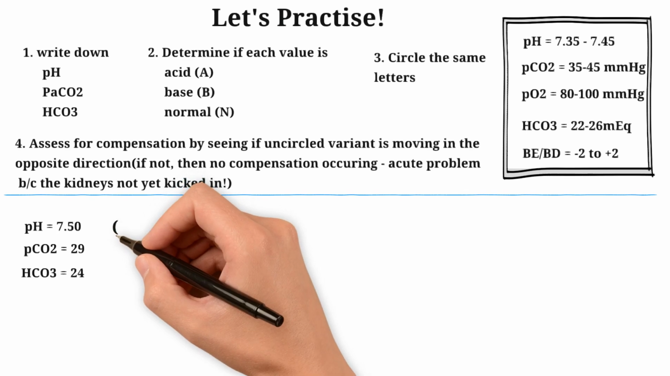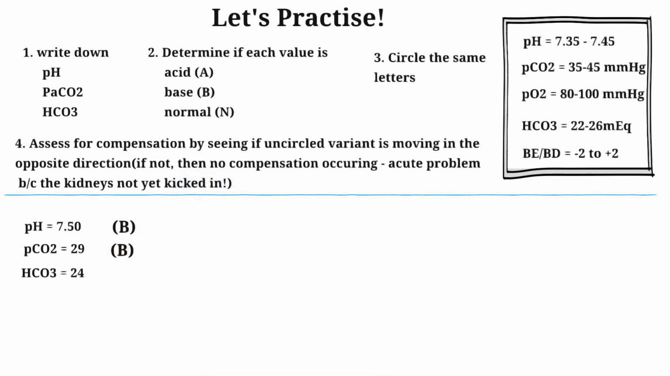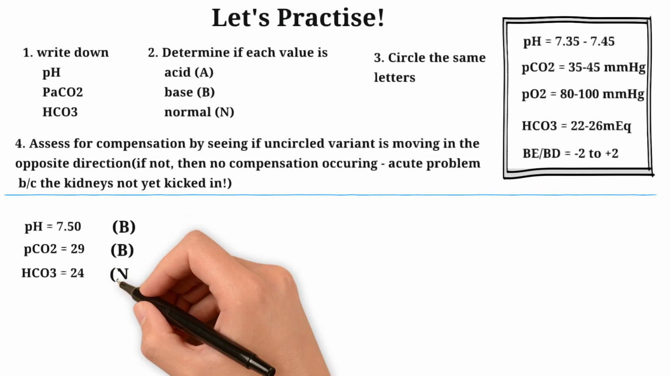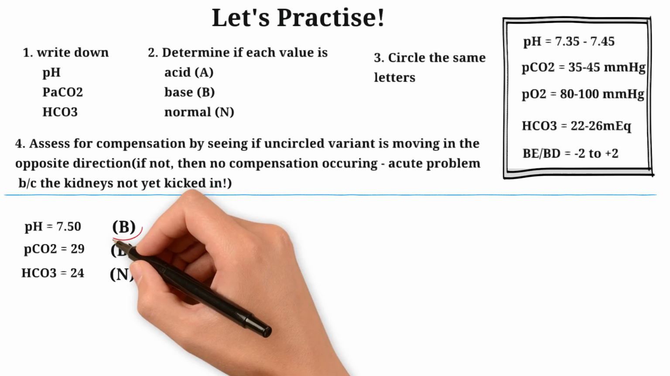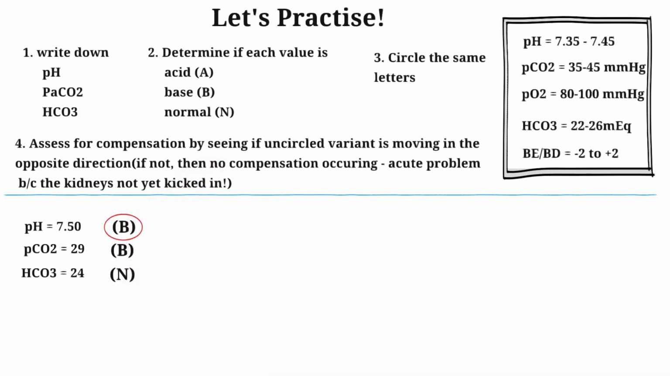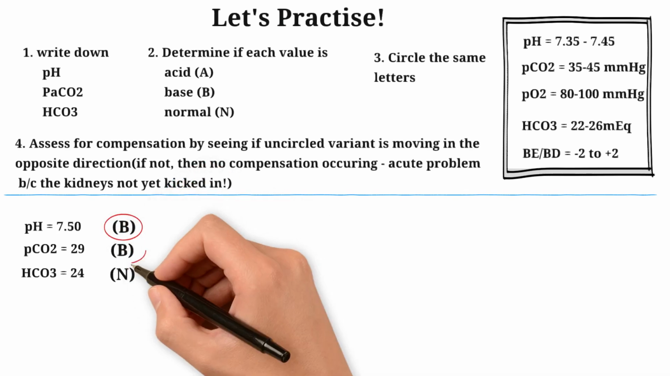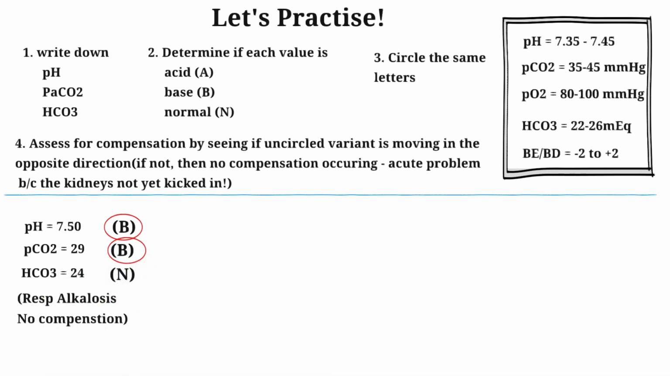Let's determine if each value is an acid or a base. So our pH is a base, it's high. Our PCO2 is a base, it's low. And our bicarbonate is normal. So we're going to circle both the Bs for our base, so pH and PCO2. Now, PCO2 is a respiratory component. So we have a respiratory alkalosis. The bicarb's not moving in the opposite direction, so there's no compensation. An example could be hyperventilation. We're blowing off too much CO2, perhaps with pain and or anxiety.